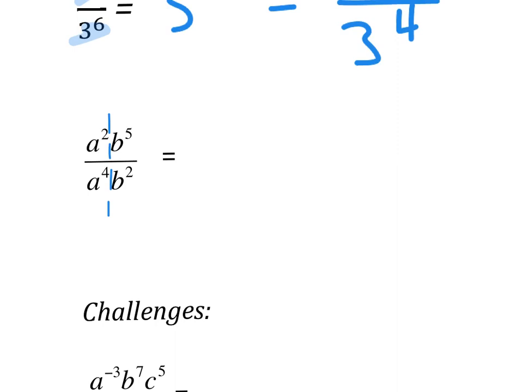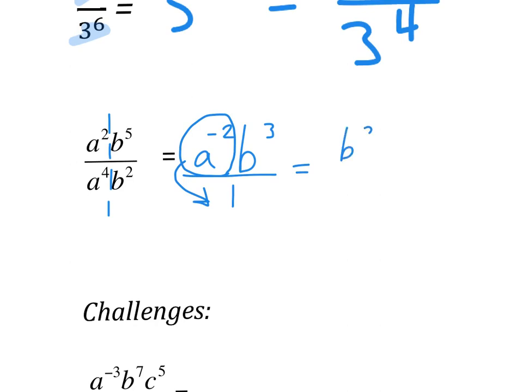So A squared over a to the 4th is a to the negative 2nd power. And b to the 5th over b to the 2nd is b to the 5 minus 2, so b to the 3rd power. Notice that we have a negative power right here with the a, so we have to move that to the denominator. Right now, this is over 1. So what I need to do is take this and move it to the bottom, okay? And when I do that, I get b to the 3rd still up top, and on the bottom now I have a to the positive 2nd power, and that would be your answer for that one.